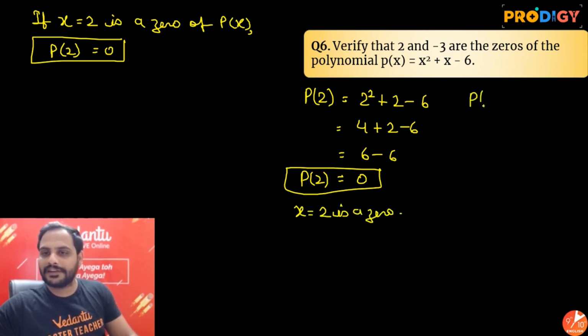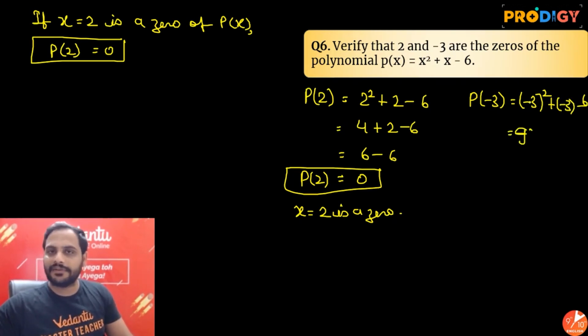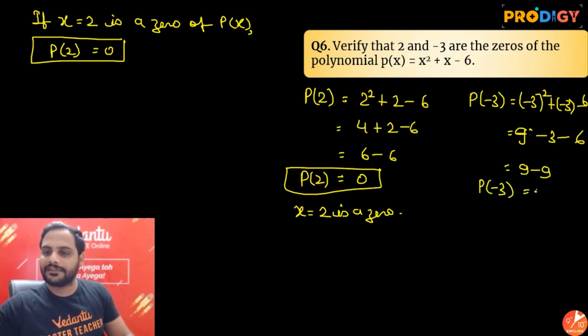Similarly, p(minus 3). So it will be (minus 3) whole square plus minus 3 minus 6. So (minus 3) whole square is 9. A negative number squared also is positive only. Plus minus 3 is minus 3, minus 6. So you are getting 9 minus 9. So I can say p(minus 3) again is equal to 0. So I can say x equal to minus 3 is a zero of p(x).